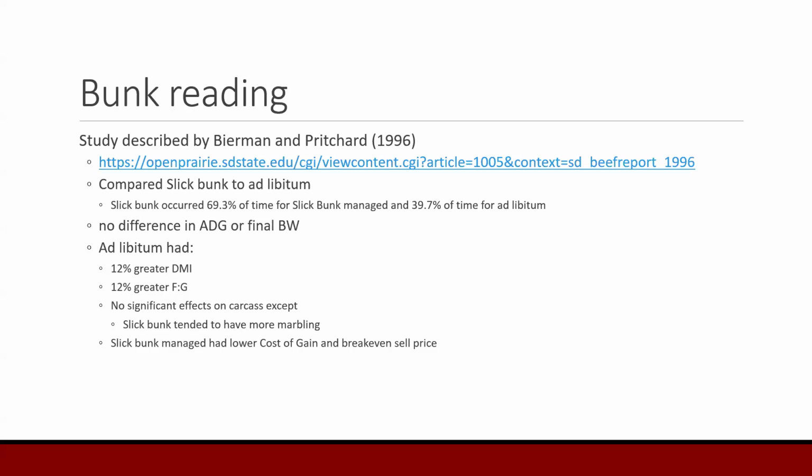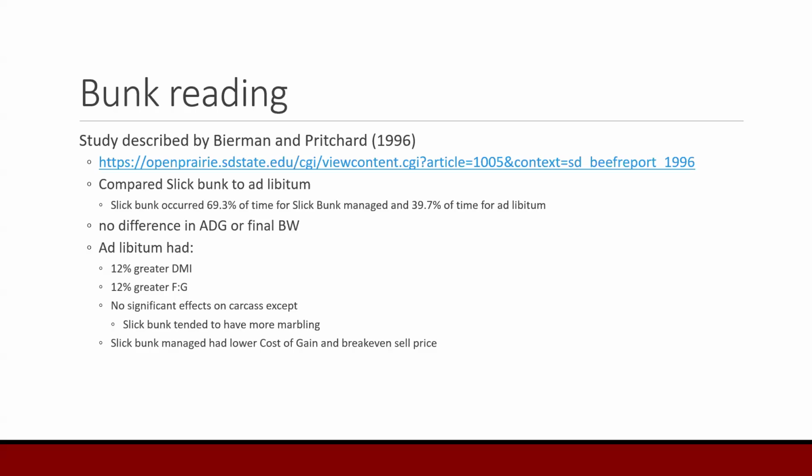Ad libitum had 12% greater dry matter intake. But that 12% greater dry matter intake is not based off of amount of feed fed and amount of feed refused, right? It's just feed delivered. Does that make sense? So that would indicate that maybe 12% of the feed that was delivered was actually just wasted, because they were targeting feed remaining in the bunk at the end of the day.